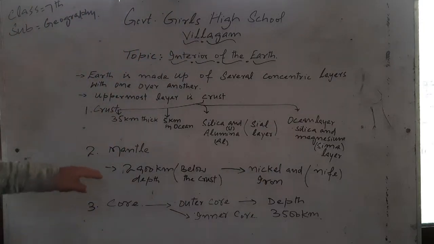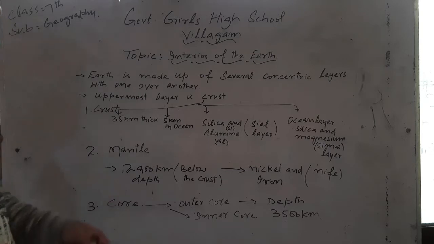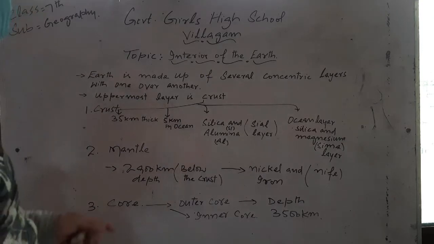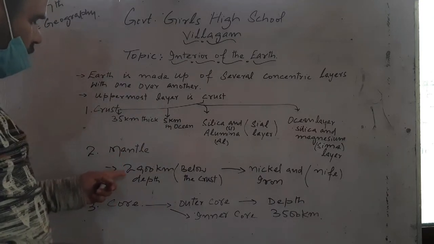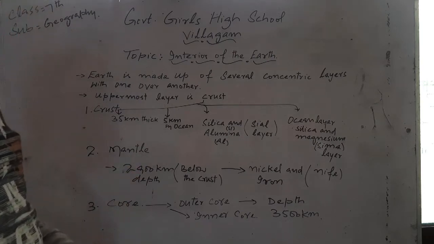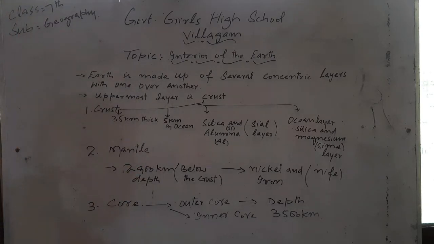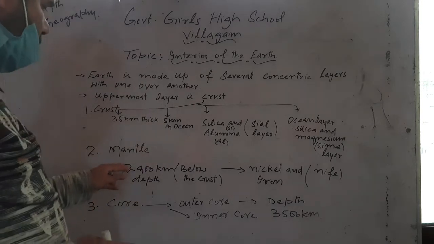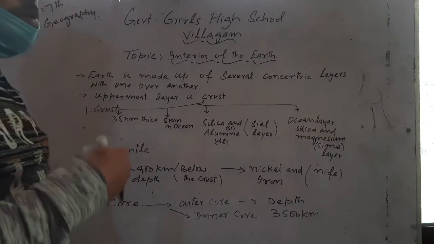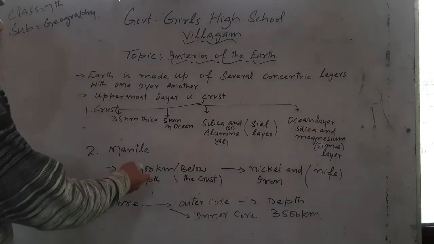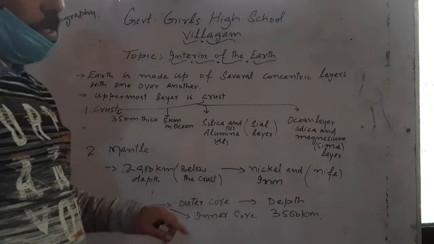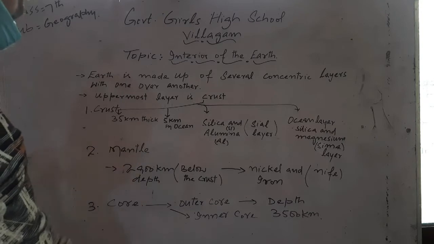The second one is mantle. It is from 35 kilometers onwards. When we go down into the depth, it is now 2,900 kilometers in depth. That means from 35 kilometers, when we go 2,900 kilometers down, that layer constitutes the mantle. Mantle starts from 35 kilometers onwards, and it is 2,900 kilometers in depth. Below the crust lies the mantle.